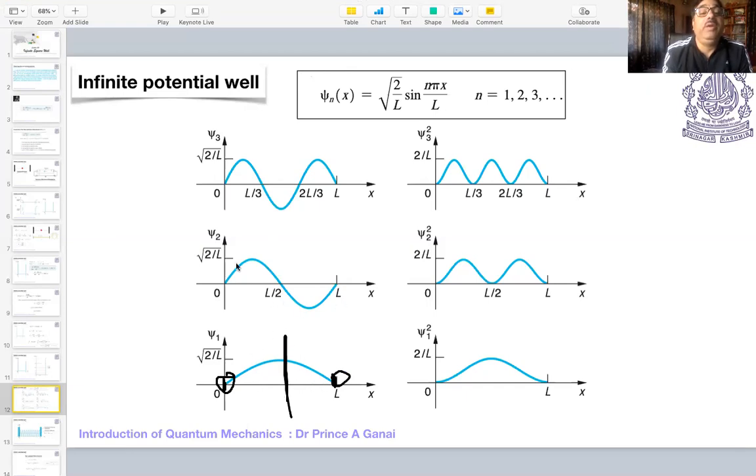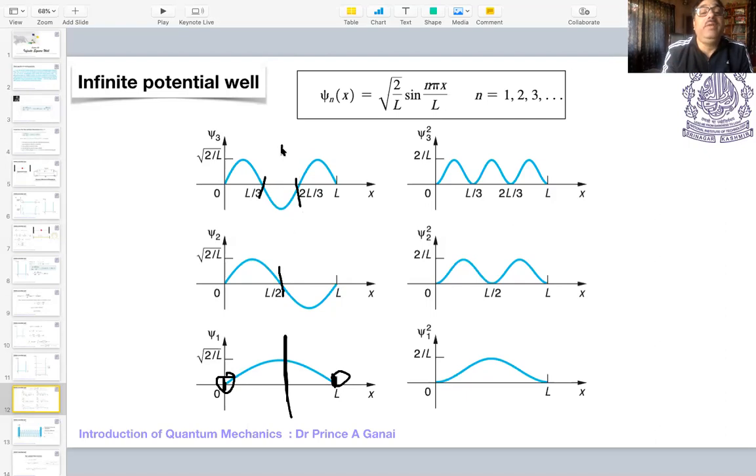But for n equal to 2, we have this. This is the graph of the wave function for n equal to 2, and there is one node. So for n equal to 2 there is one node here, and for n equal to 3 there are 2 nodes. So the nodes increase regularly, 0, 1, 2, and so on. That's how the nodes increase.